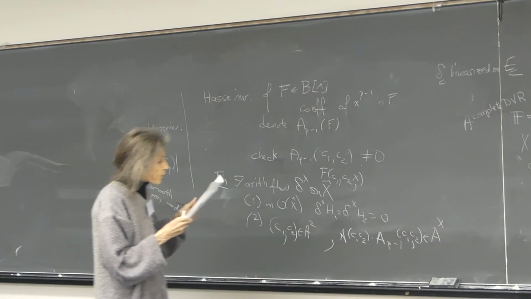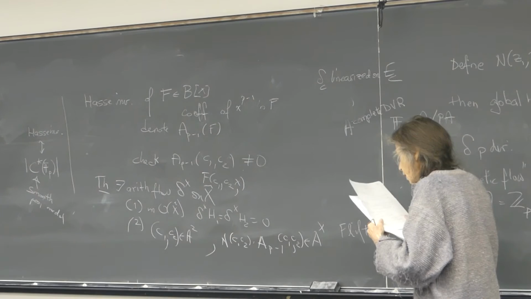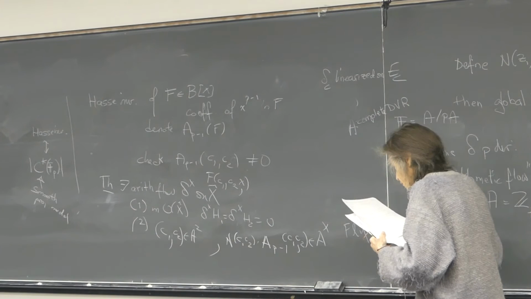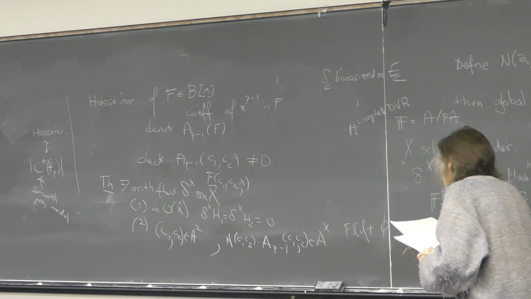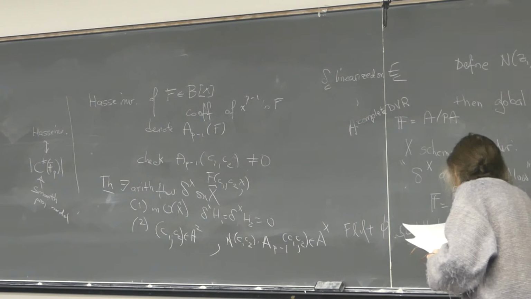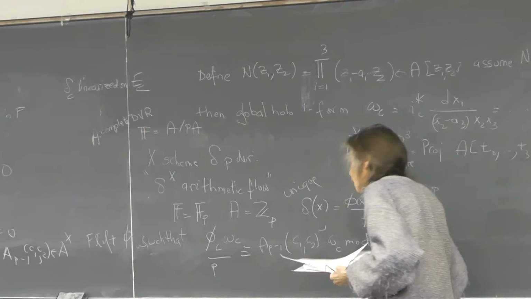The Frobenius lift C corresponding to this arithmetic flow, for which we have existence, is such that C over P is congruent to A P minus 1 C1 C2 inverse omega C1 P. So this is what the arithmetic flow is.